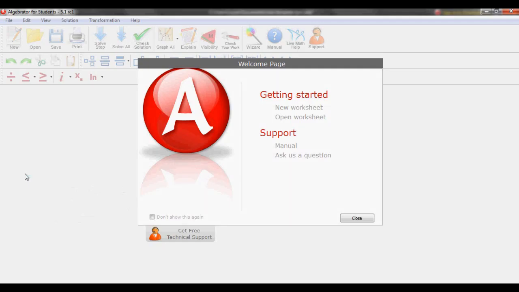Hi, this is Lucas from Tech Power Math, and today we're going to be taking a look at Algebrator. It's a piece of software. It's a computer algebra system.